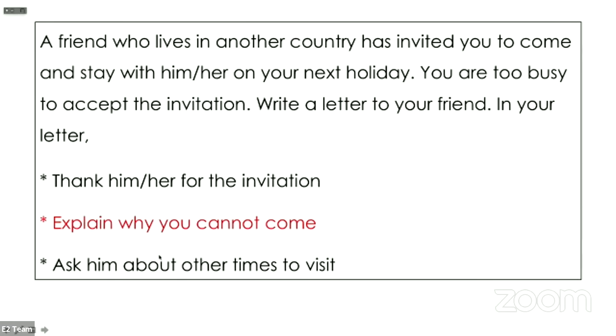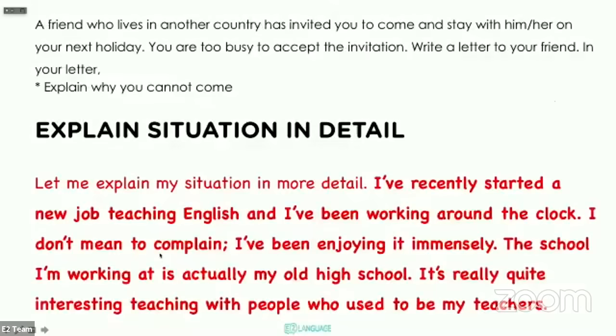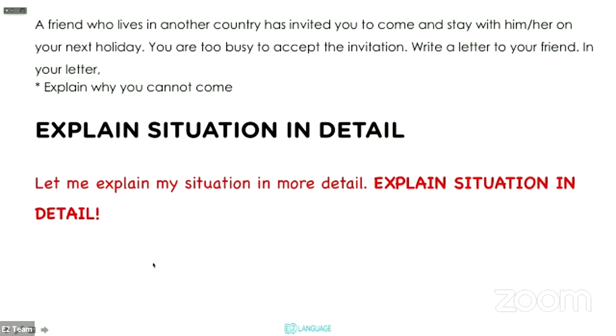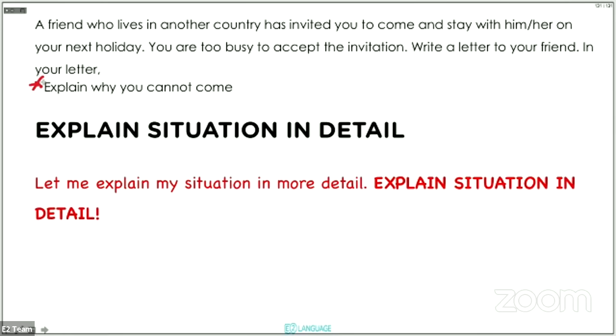So explain in detail why you cannot come. So that was mine. Now I want you to explain in detail why you cannot join your friend overseas. I'm going to give you 3 minutes because I want 3 good sentences. And really, you're focusing on this one here, which is the critical one.